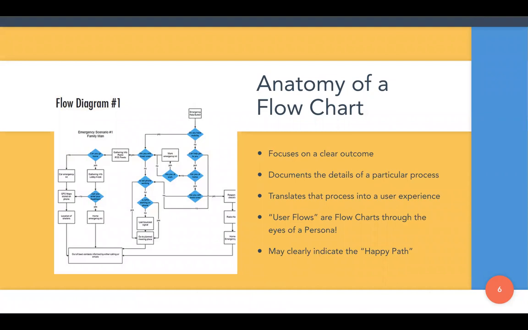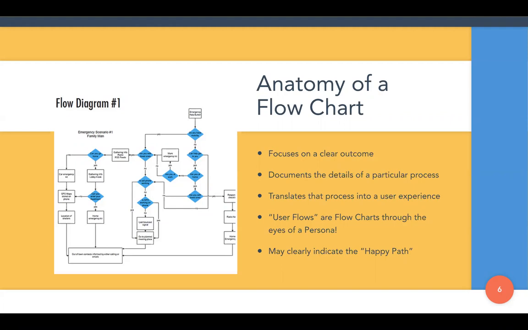Let's look at the anatomy of a flowchart. So flowcharts focus on a clear outcome. They document a particular process. We translate that process into the user experience by looking at the flowchart to see which direction a person can go, here or there. When you apply a persona to a flowchart, you get a user flow. And if you understand personas, they're avatars that you put on so that you can remove yourself from a situation and see what you're trying to do through the scope or the eyes of another person. They take the form of questions or problems that the person is trying to solve.